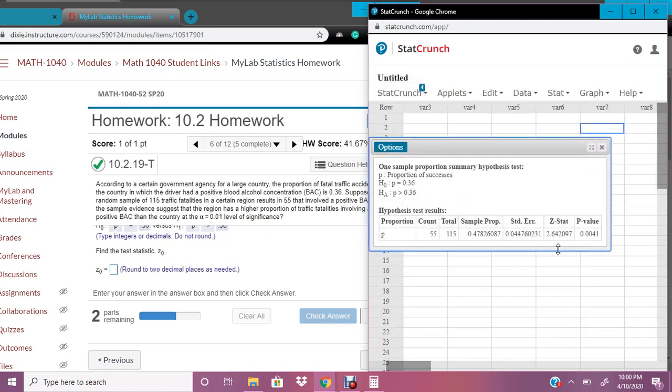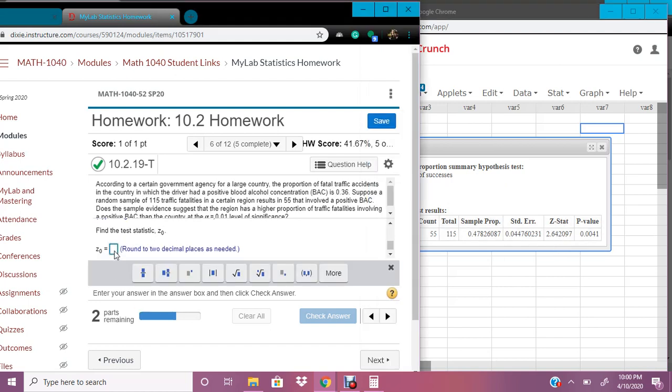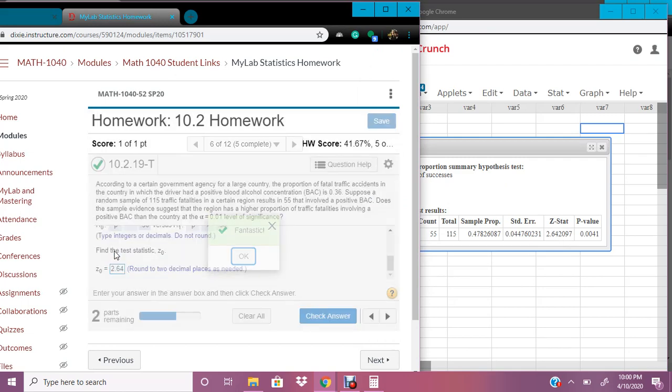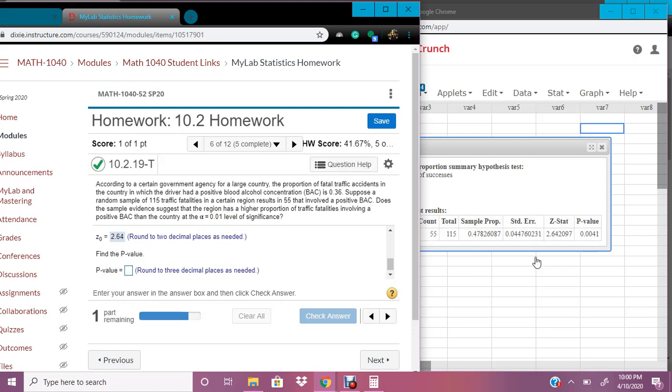And so z is the z-stat, that is your test statistic. So you can just type that right in. Your p-value's right there.